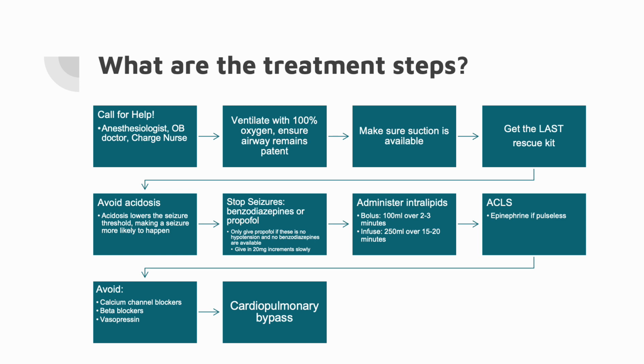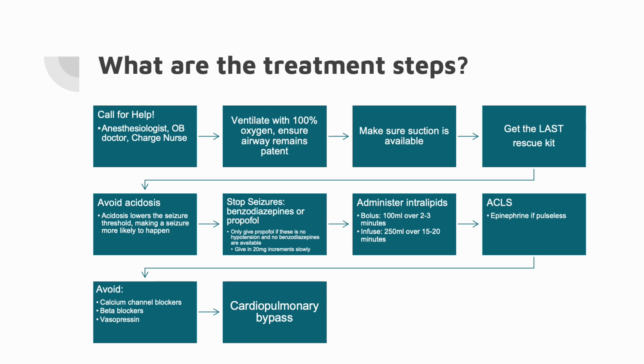You want to call somebody, they need to go get the lipid rescue kit. We'll talk about that as well. Avoid acidosis, which I've already mentioned. If they start having seizures, benzos are preferred. Ativan, Versed, things like that. If we don't have that available, then propofol is our next best friend. But the thing is, propofol is going to cause more hypotension. That's why benzos are preferred.